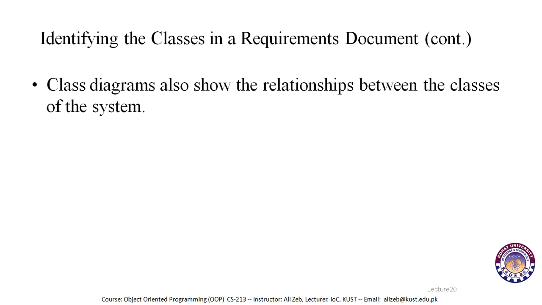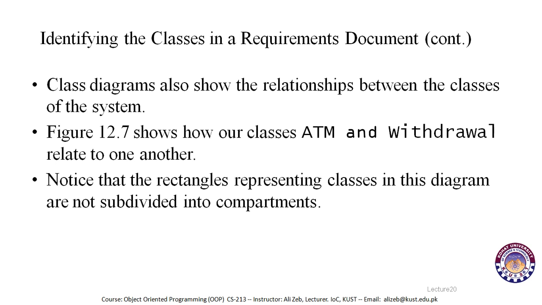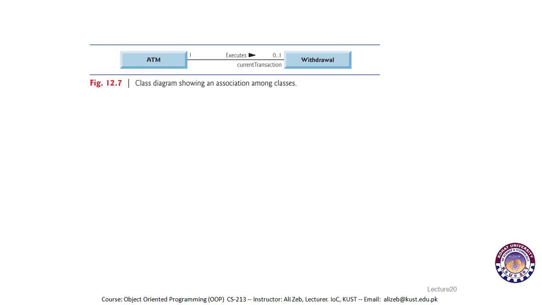Class diagrams also show the relationships between the classes of the system. For example, our next figure will show how our classes ATM and withdrawal relate to one another. Notice that the rectangles representing classes in this diagram are not subdivided into compartments. These are simplified representations of our classes. In our UML class diagrams, we have our classes with the name of the class and also the name of the variables and the operations within that class.